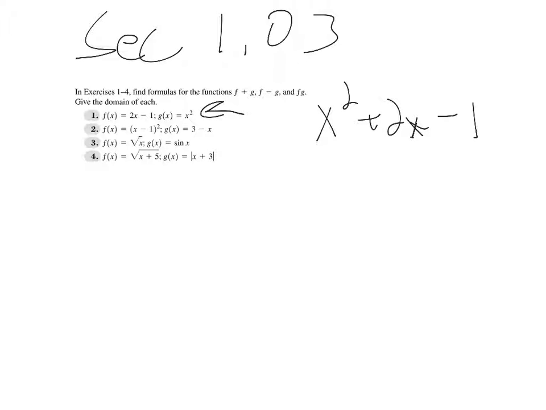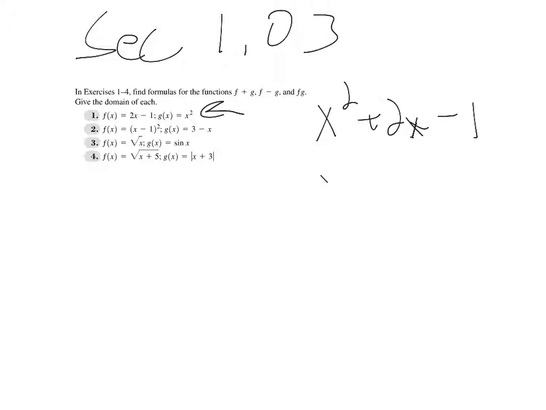So for question number one, we can look at that and say, okay, this linear function has a domain of all real numbers, while this quadratic function, this parabola, also has a domain of all real numbers. So when I add these two functions together, their domain is still all reals because there was no limit. And what if I subtract those two functions?